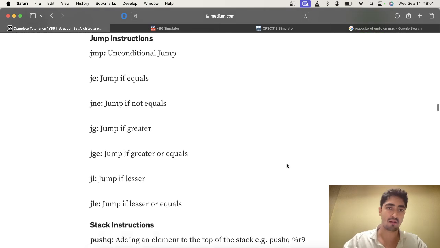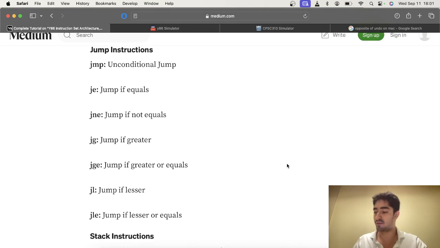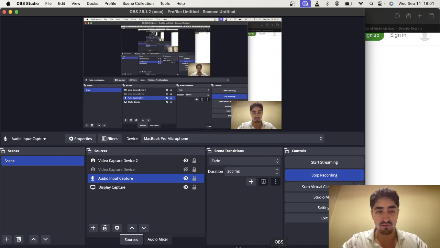So these are the jumps. I should write the jumps. Just gonna mute this for a sec.